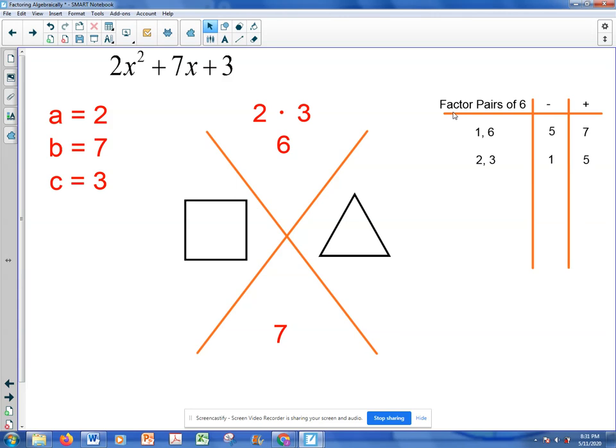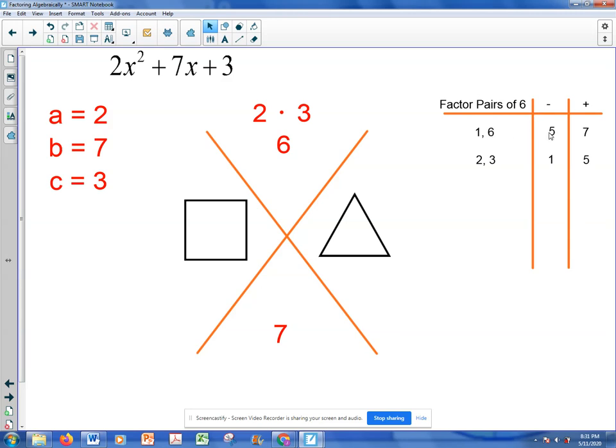Hopefully you can see it right off the bat, but in case you don't, this little method over here will always work. You take the factor pairs of the top, so the 6. That's 1 and 6, and 2 and 3. I don't need to do 3 and 2 because I already have this pair. Then you ask, what happens if I subtract these two numbers? Don't worry about positive and negative here. We'll get into that later.